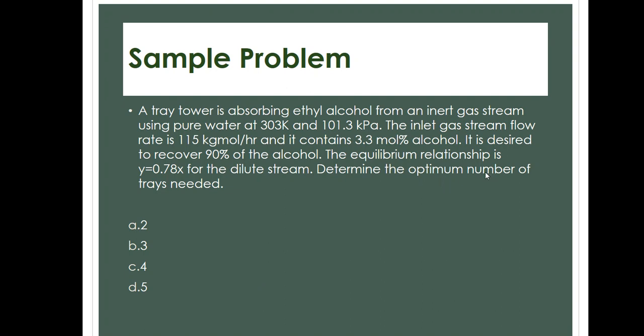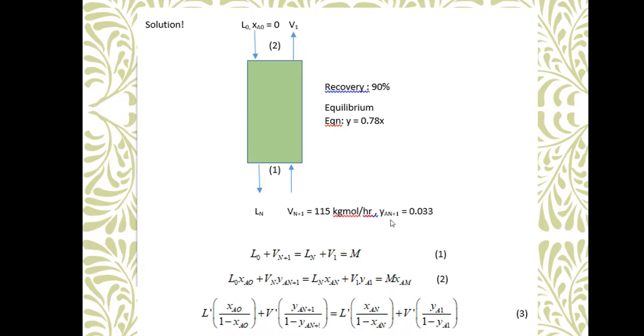The formula to be used in determining the optimum number of trays is still the Colburn equation. However, we need to first determine the minimum solvent requirement. The answer in this problem is 4. But again, how was this 4 arrived at? So we will go through the problem.